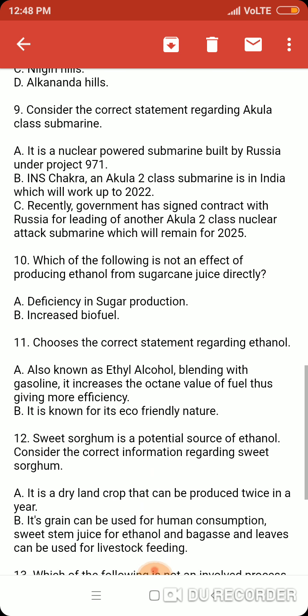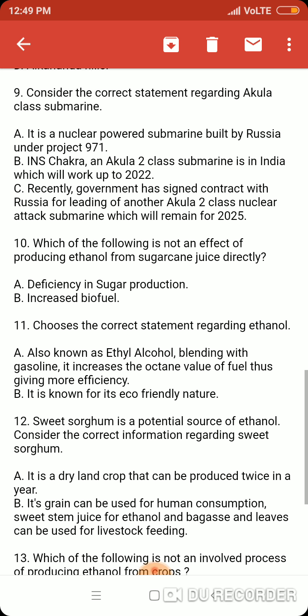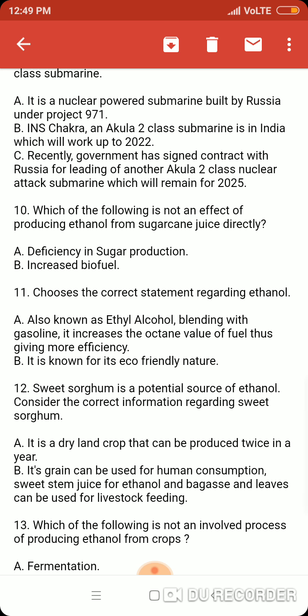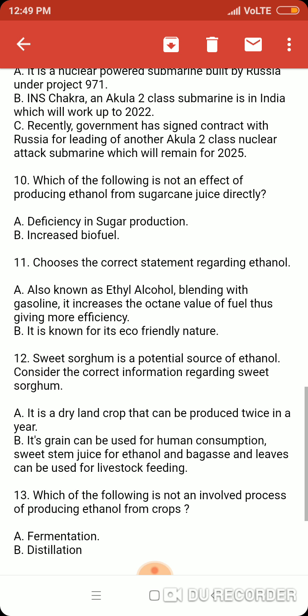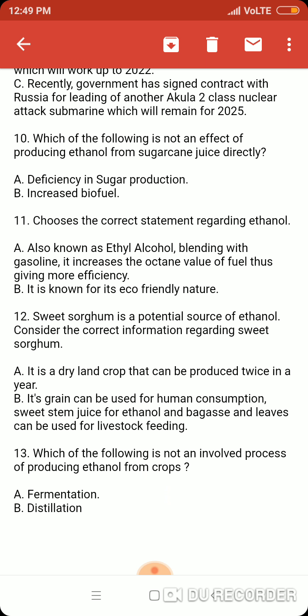Question number 9. Consider the correct statement regarding Akula class submarine. Akula class submarine is a nuclear submarine built by Russia under Project 971, and India has acquired this. Recently, it came into the news because India has taken this submarine on lease from Russia up to 2025. Option A is correct, option B is also correct, and option C is also correct. Question number 10. Which of the following is not an effect of producing ethanol from sugarcane juice directly? Deficiency in sugar production, correct. Increase in biofuel, it is also correct.